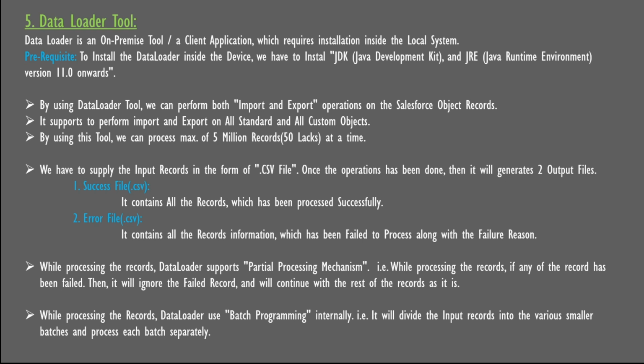While processing the records, data loader supports a partial processing mechanism. If any of the records fail, it will ignore the failed record and continue with the rest of the records as it is. Data loader uses batch programming internally. It will divide the input records into various smaller batches and process each batch separately.